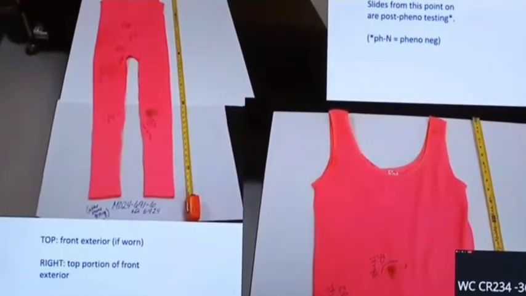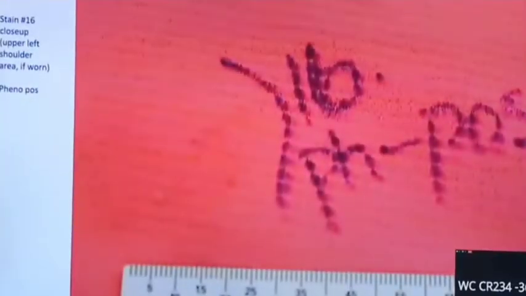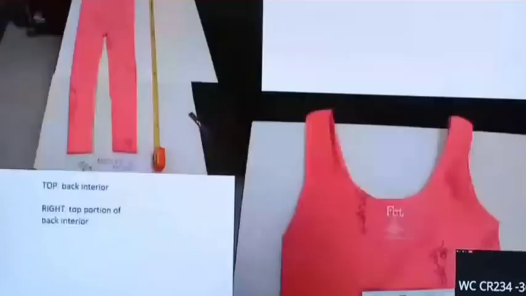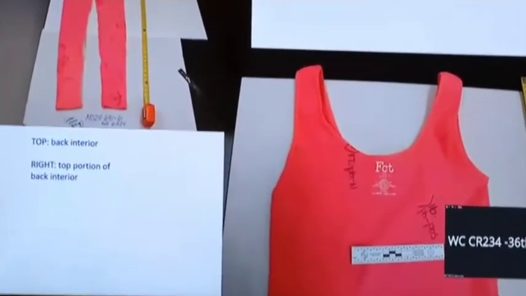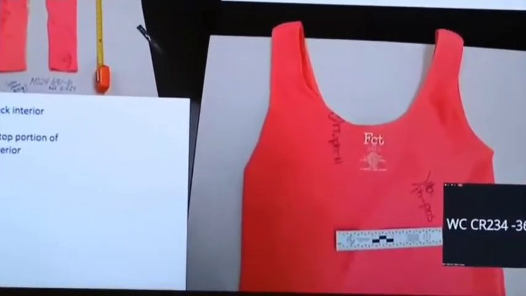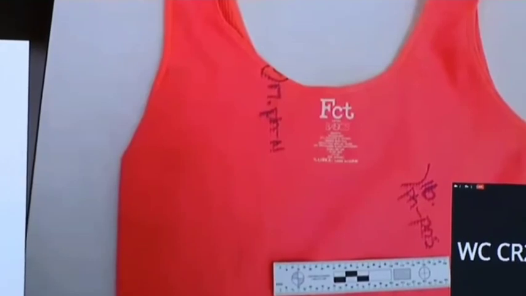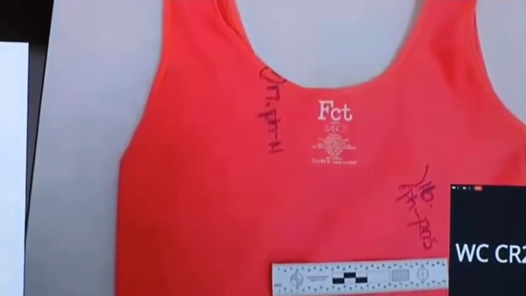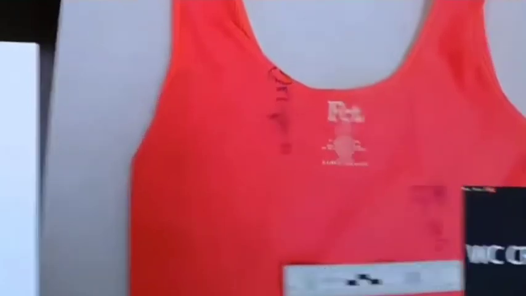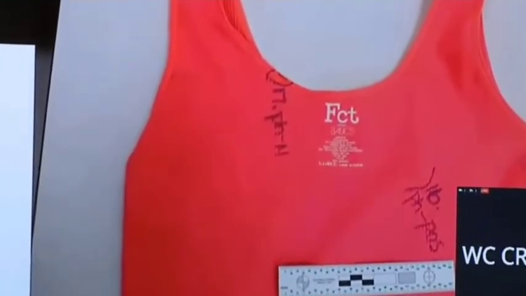Okay. And can we go to slide 20? Okay. Sorry, one back. And I wanted to focus on the bottom right photo here. What are we looking at in the bottom right of the 19th slide in the PowerPoint? The bottom right photo is where the positive pheno stain was located. This would be the interior back portion of the item.